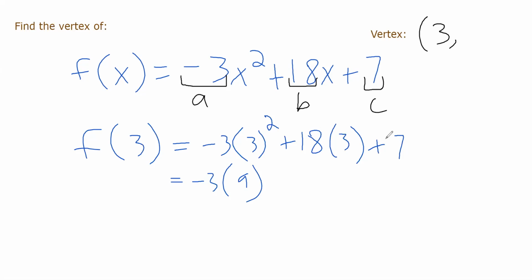Then we got to do 18 times 3. If you can't do that in your head, which is totally fine, I usually can't do that kind of stuff in my head. You can do old school: 3 times 8 is 24, carry that through, the 54. So that's going to become plus 54 plus 7.